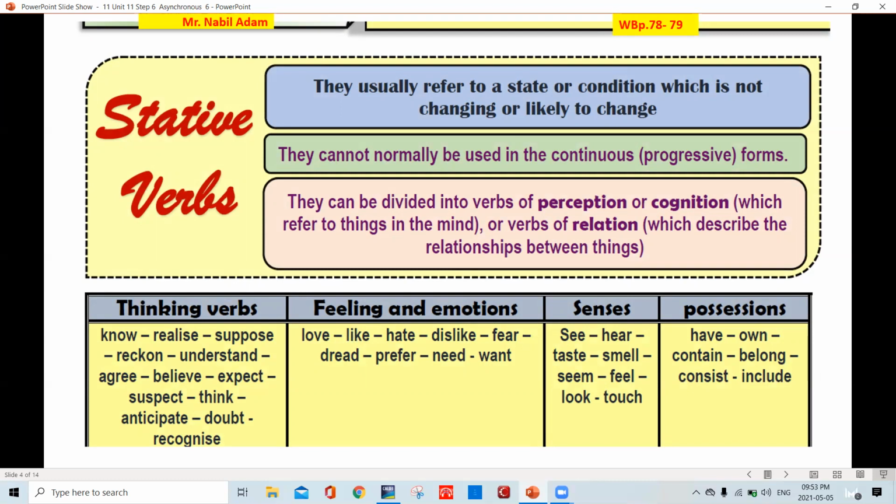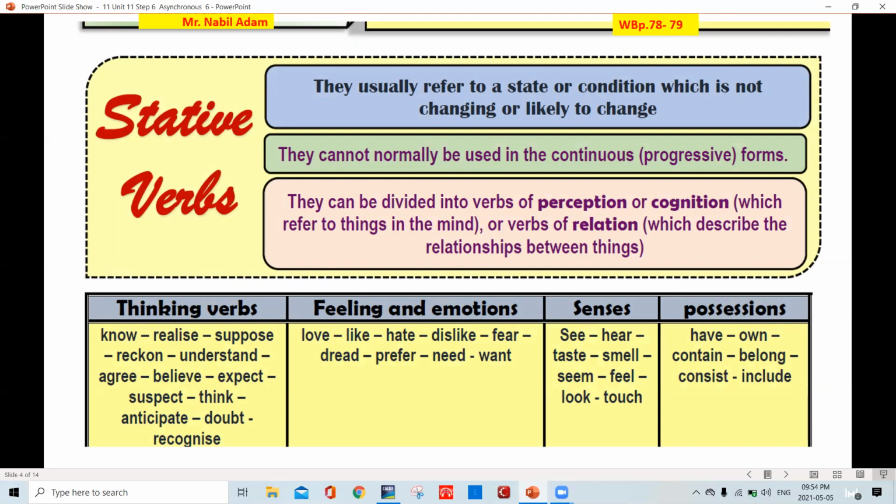Thinking verbs, thinking, like know, realize, suppose, reckon, understand, agree, believe, expect, suspect, think, anticipate, doubt, recognize. All these verbs are thinking verbs or verbs of thoughts. And we have feeling and emotion verbs: love, like, hate, dislike, fear, dread, prefer, need, want.